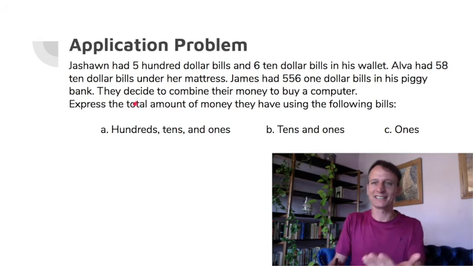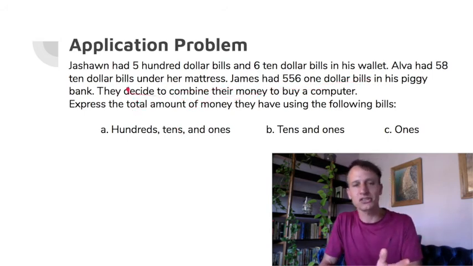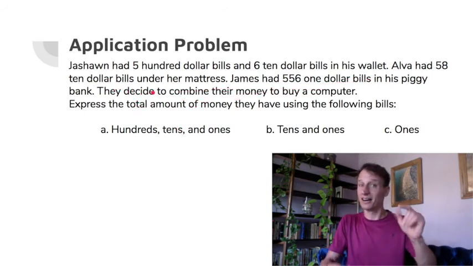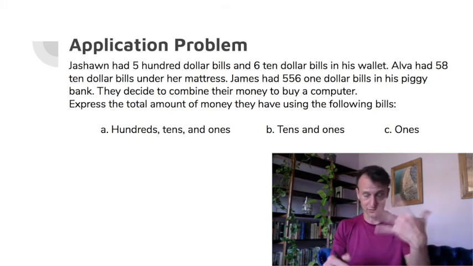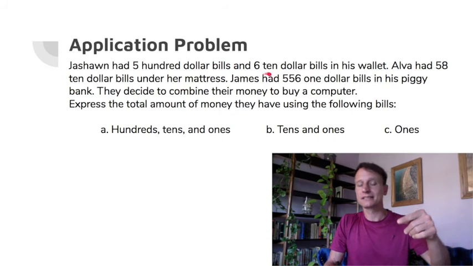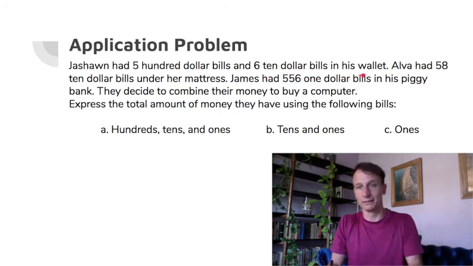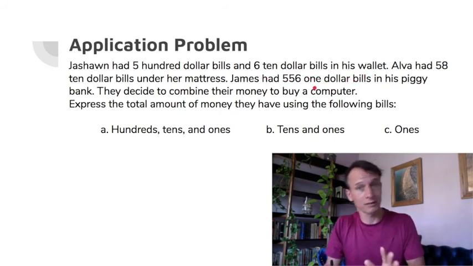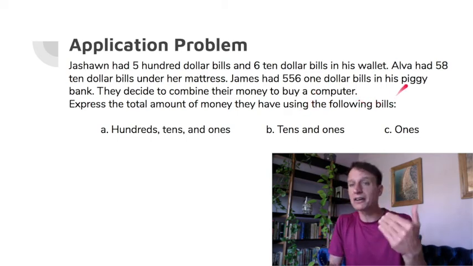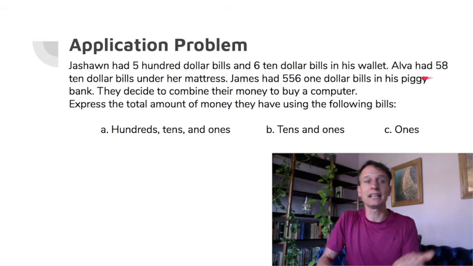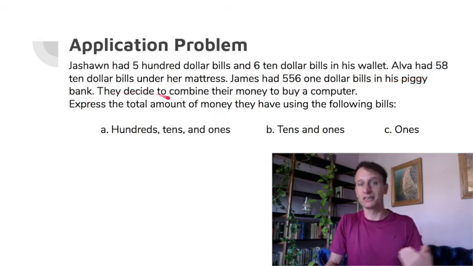All right, it's like the chipmunks. Jashawn had 5 $100 bills. So that means a $100 bill, he's got 5 of them, and 6 $10 bills in his wallet. Okay, Jashawn, you should not be walking around with that much cash unless you're going to buy yourself a couch or something. But we'll move on. Alva had 58 $10 bills under her mattress.